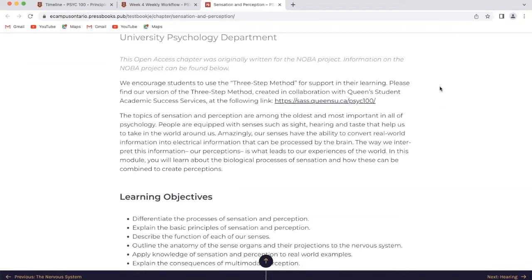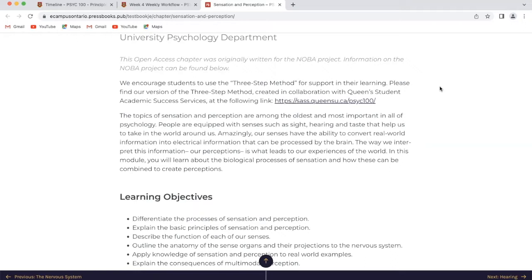The topics of sensation and perception are among the oldest and most important in all of psychology. People are equipped with senses such as sight, hearing, and taste that help us to take in the world around us. Amazingly, our senses have the ability to convert real-world information into electrical information that can be processed by the brain. The way we interpret this information, our perceptions, is what leads to our experiences of the world.